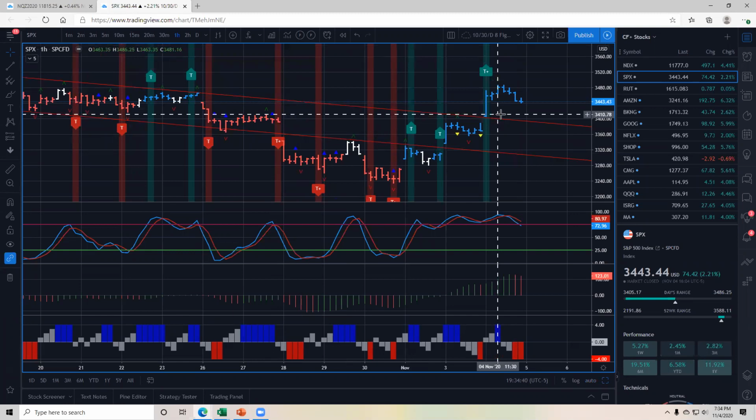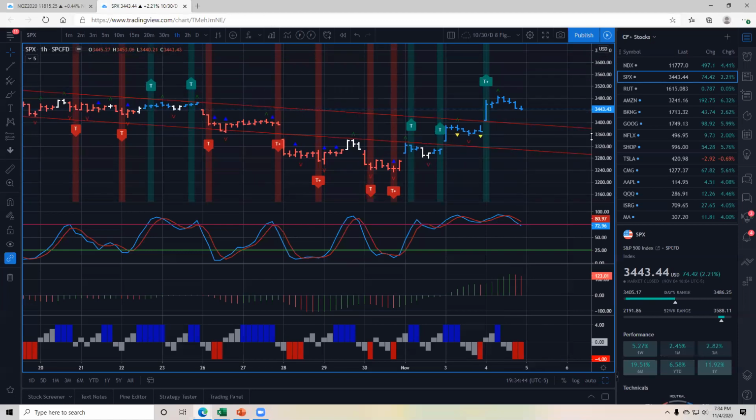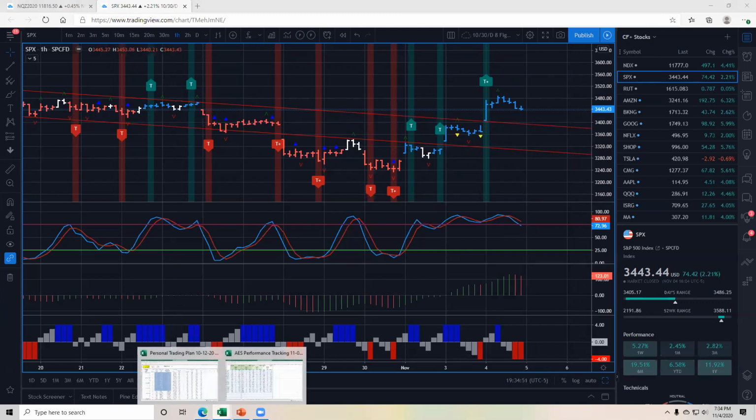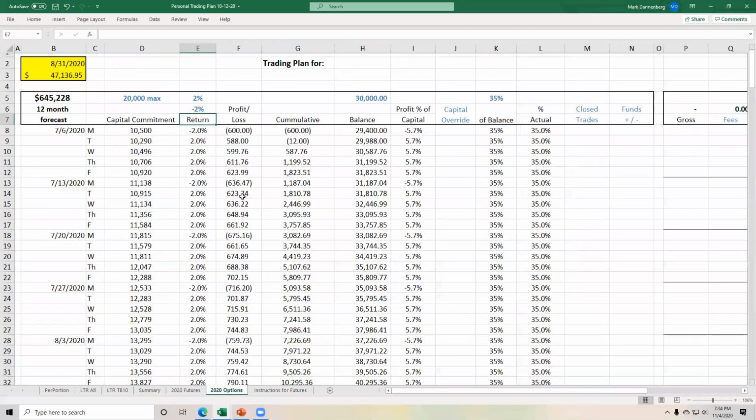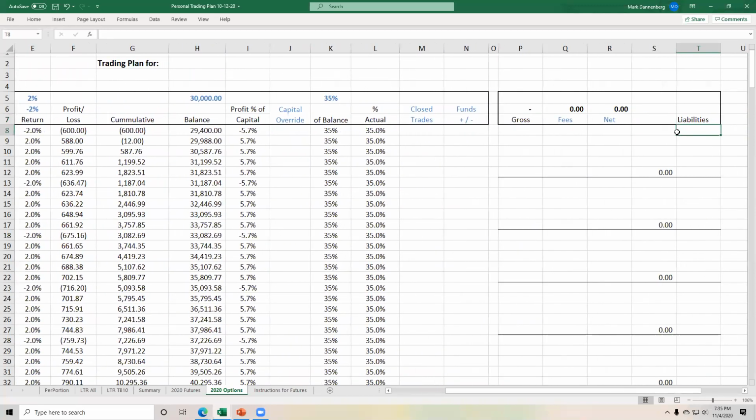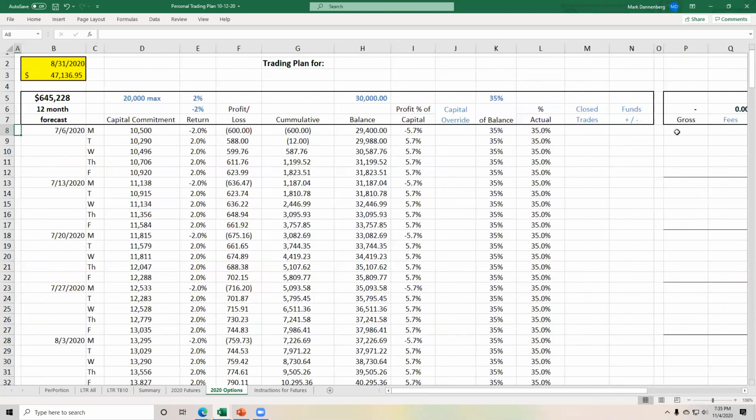Peter's asking, are you using the 2020 options plan portion of the template to track any options at this time? If so, could you show us capabilities? Yeah, I'm not using that currently, Peter. But you're talking about in here. If we are trading options, you'd be coding your performance similar to coding it in the futures tab. You'd be tracking it over here, but I'm not currently doing that.